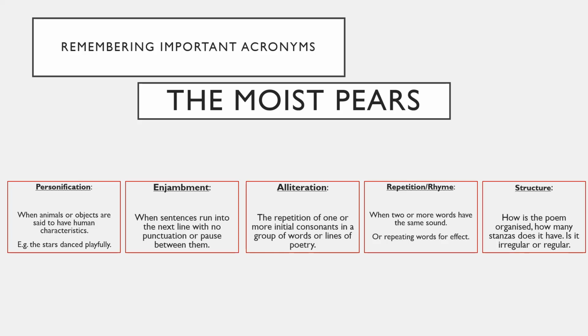Alliteration is the repetition of one or more initial consonants in a group of words or lines of poetry. We have rhyme and repetition, when two or more words have the same sound. And structure: how is the poem organized?